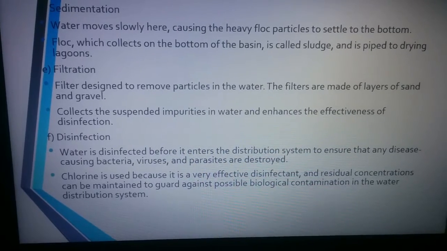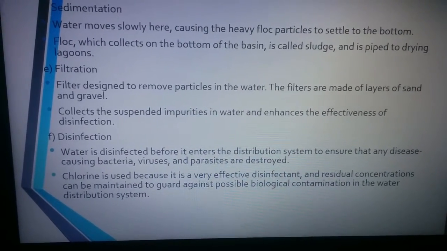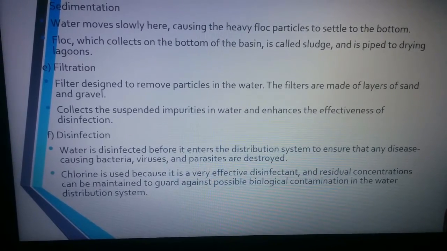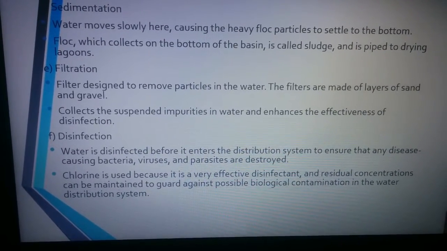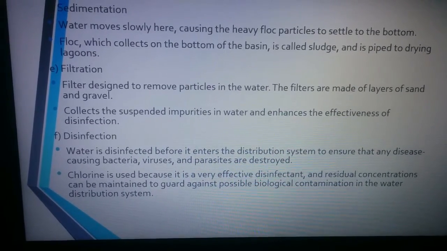The top water, the clean water, will be moved to the filtration stage. Filters are basically designed to remove particles in water. The filters are made of layers of sand or gravels. This collects all the suspended impurities in water and enhances the effectiveness of disinfection.